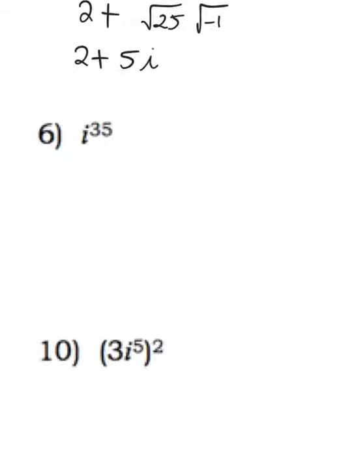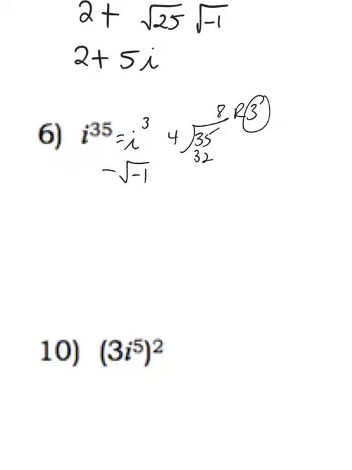If I do number 6, they want you to simplify i to the power of 35. So I need to know how many cycles of 4 we've gone through and what the remainder is. I know that 4 goes into 35 8 times with a remainder of 3. 3 is the important thing here because that means this is equal to i to the third power. And i to the third power is negative square root of negative 1. You would want to keep going with that and make it negative i.